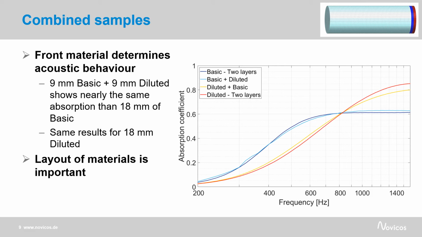For the combination of both materials, I used again the setup with the impedance tube. I used one layer of each material and changed the layout so that both samples are once placed in front. Here you can see the results of the simulation. I also did the measurements, which show the same behavior. The results are compared with two layers of each sample.